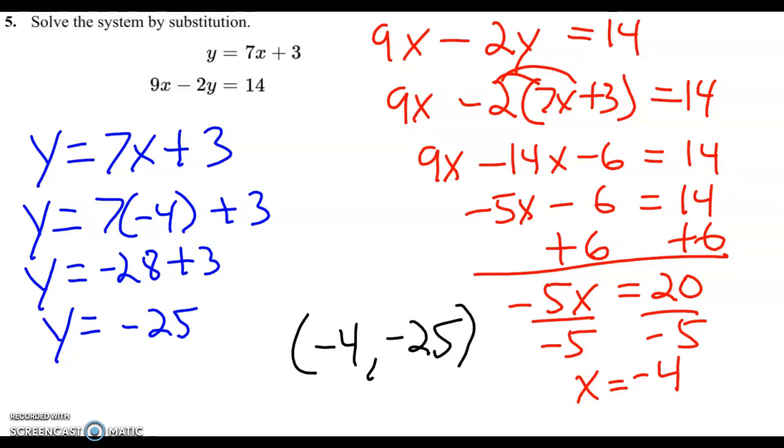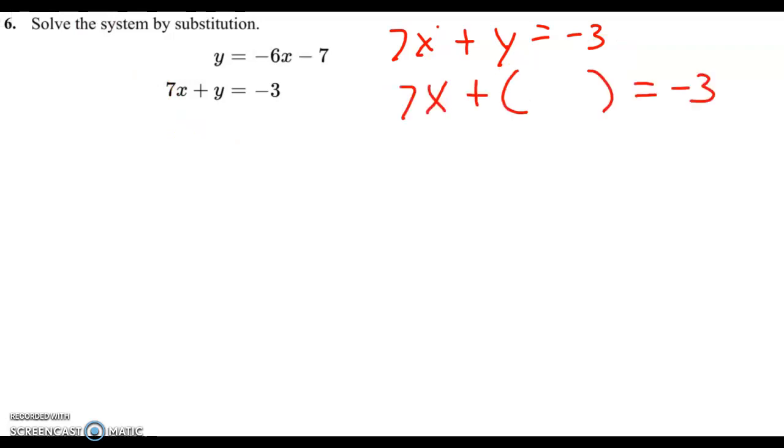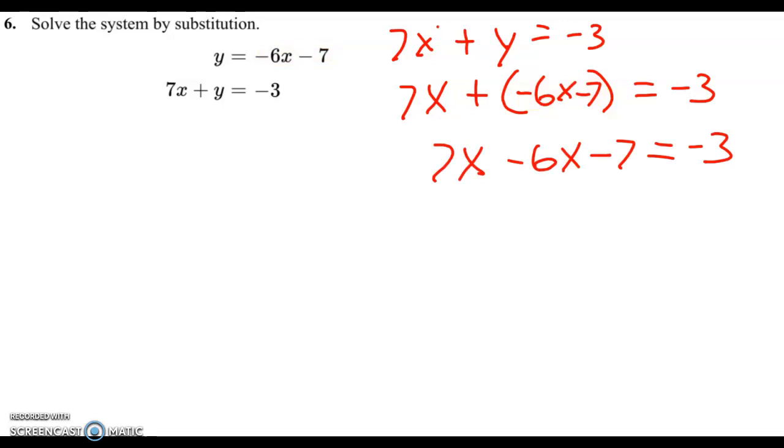Okay, last question. I'm going to go ahead and do 7x plus y is equal to negative 3, the bigger one, the standard form. Plug in the negative 6x minus 7. Here, I don't have anything to distribute, so I'm just going to write it again like this without the parentheses. Make sure that minus here and minus there.